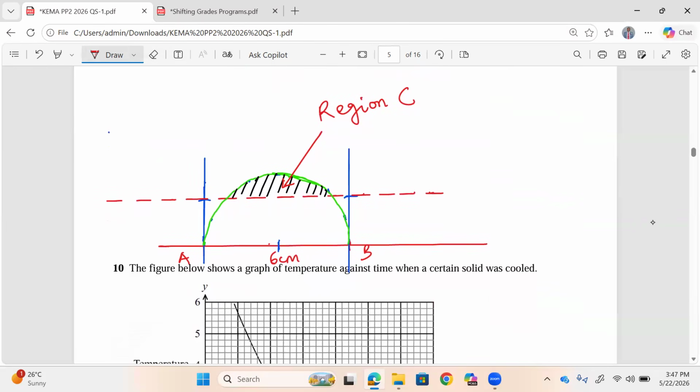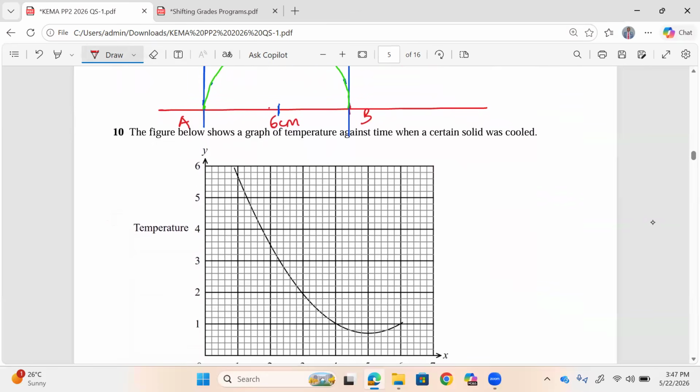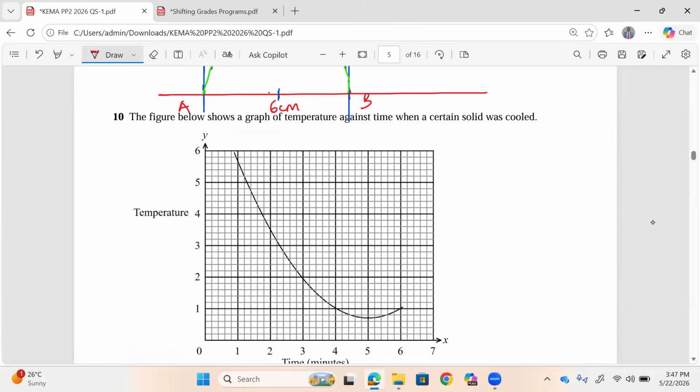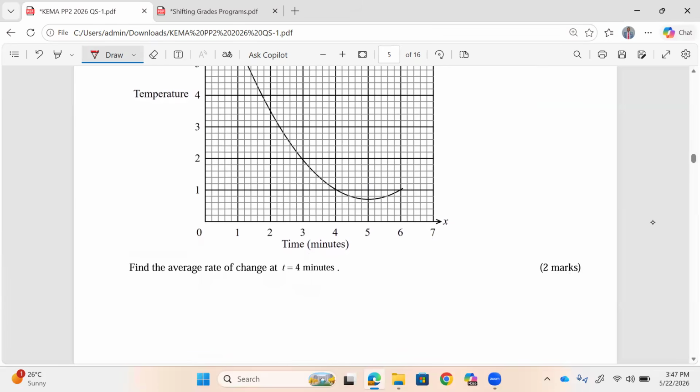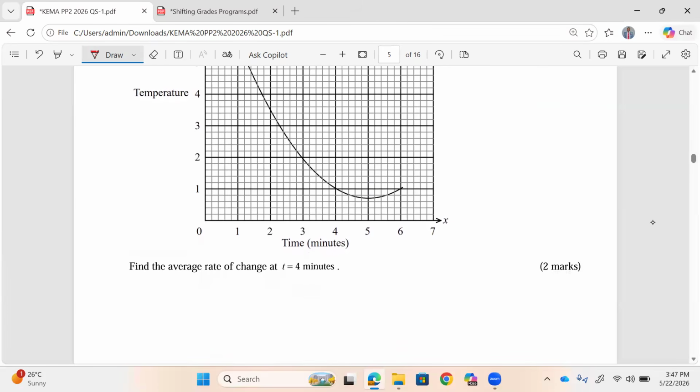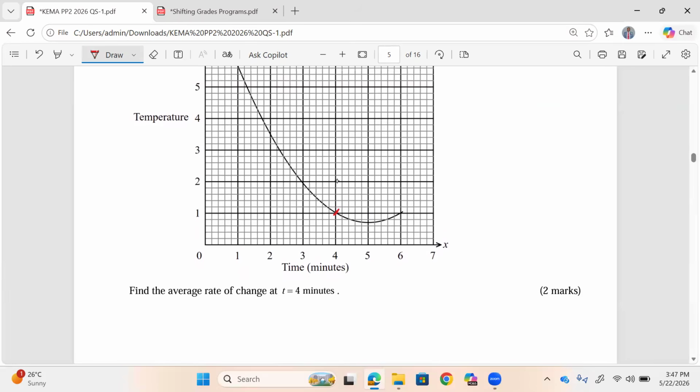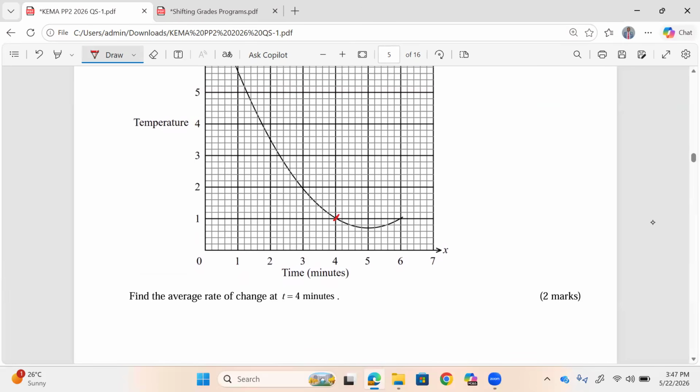Now, allow me to proceed to number 10. The figure below shows a graph of temperature against time when a certain solid was cooled. Temperature against time, time in minutes. Find the average rate of change at t equals 4. So at t equals 4, we check where that meets the curve. Then we do a tangent. We call it instantaneous rate of change. So we draw a tangent at such a point.